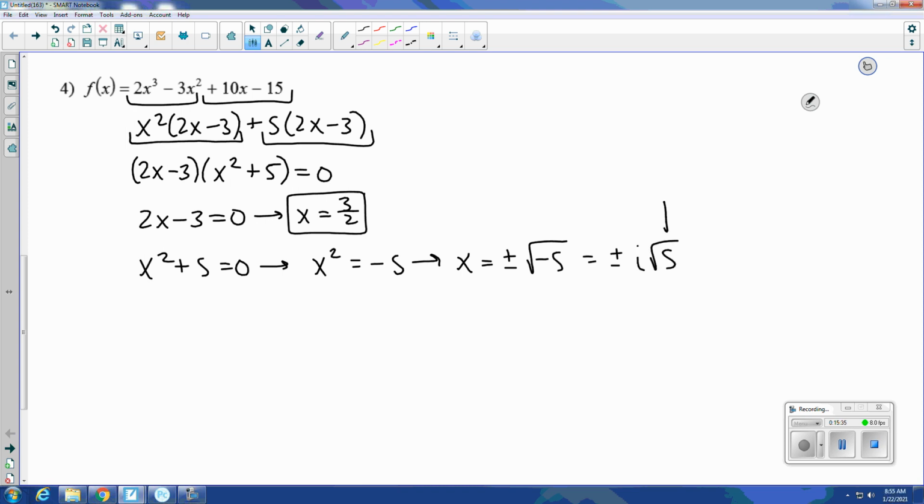We would then look to simplify the square root of 5, but it cannot be. So here are two more solutions, two imaginary solutions. So a total of 3 have been found, and we're done. So there's another example of using grouping to find solutions.